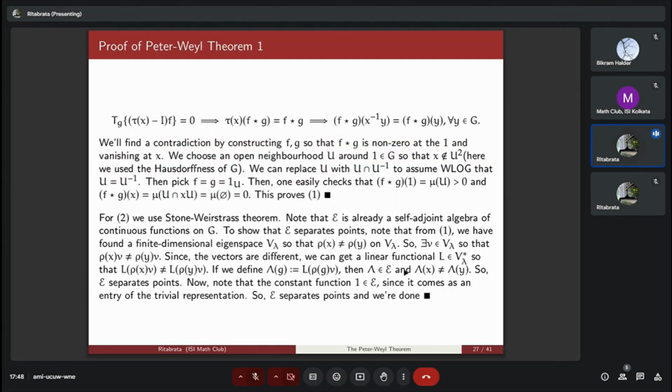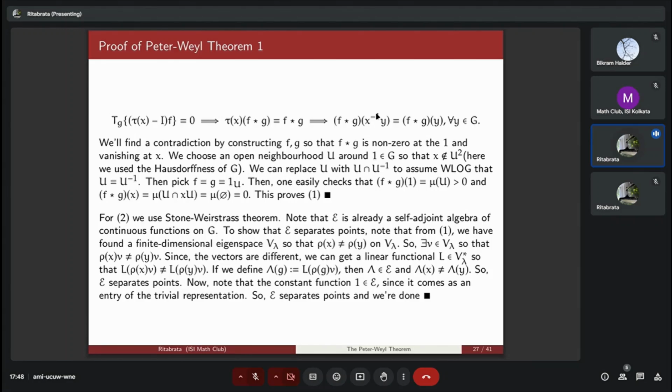We want to arrive at a contradiction, so we want to show that this equation, f star g at y equals f star g at x inverse y, is not always true. We'll try to construct a counterexample. We'll construct f and g so that f star g is non-zero at 1 and vanishing at x. We'll basically take y to be 1, and this will give us our contradiction. So we choose an open neighborhood U around 1, the identity element, so that x is not in U squared. Basically x is not the same as 1 and x is not in U squared, but here we are using the Hausdorffness of our group G.